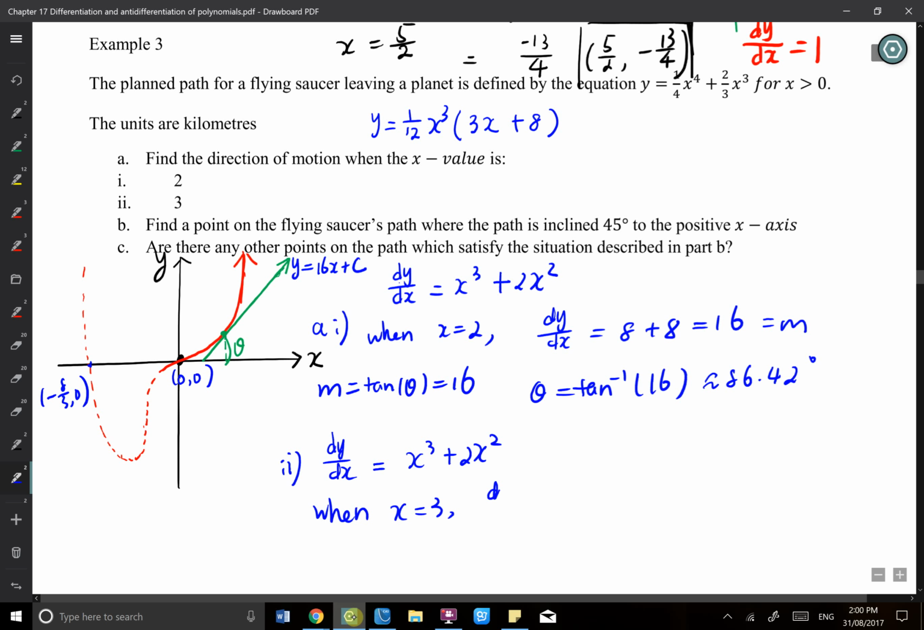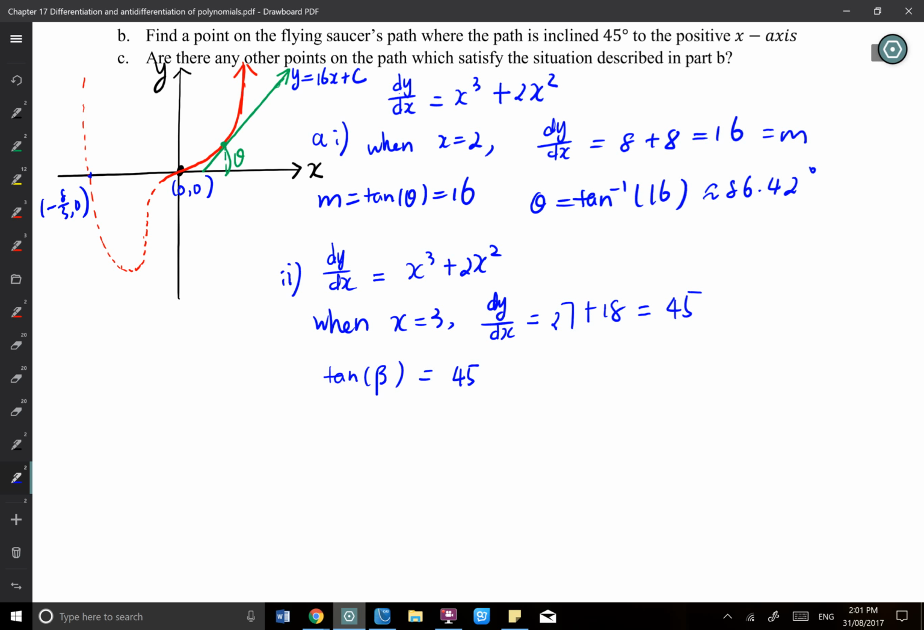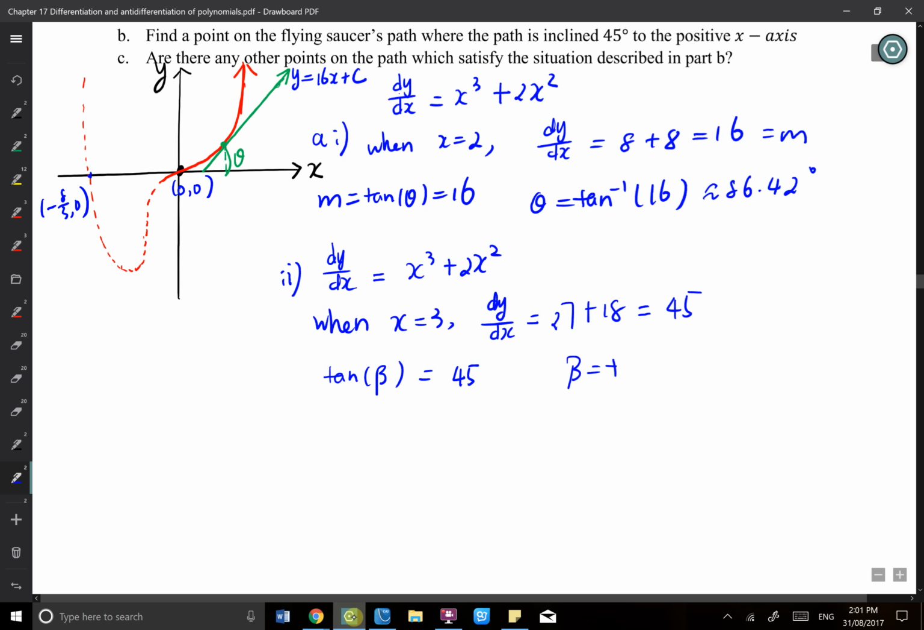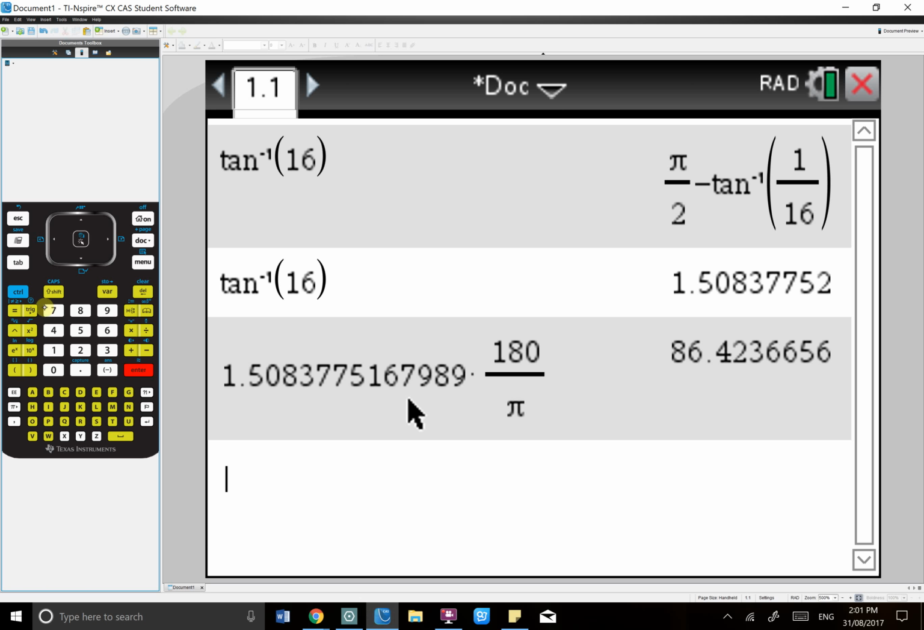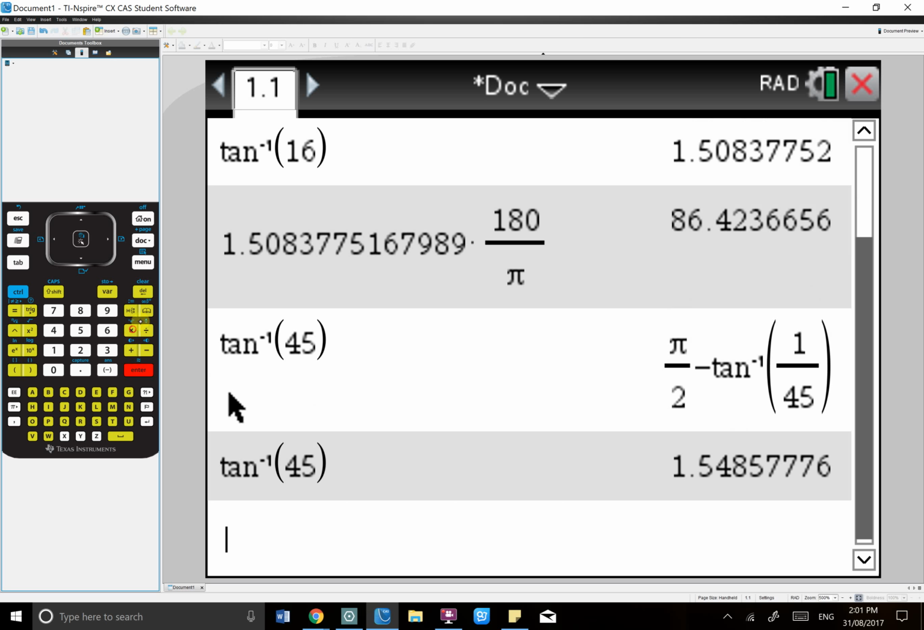Therefore, let's use another angle. Tangent beta equals 45. We have beta is tangent inverse of 45. Again, same way we're trying to find it. Tangent inverse of 45 will give me the radians.